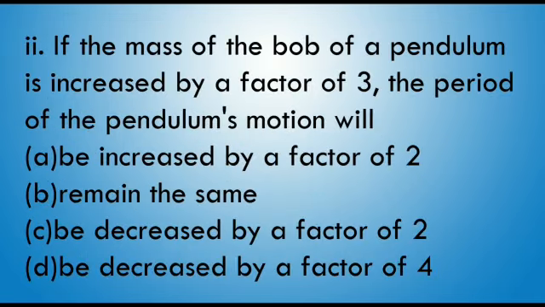MCQ number 2. The mass of the bob of a pendulum is increased by a factor of 3. The period of the pendulum's motion will. Option A. Be increased by a factor of 2. Option B. Remains the same. Option C. Be decreased by a factor of 2. Option D. Be decreased by a factor of 4.